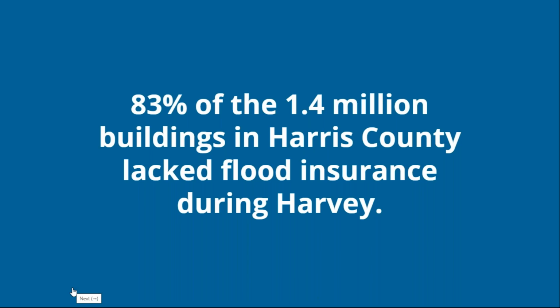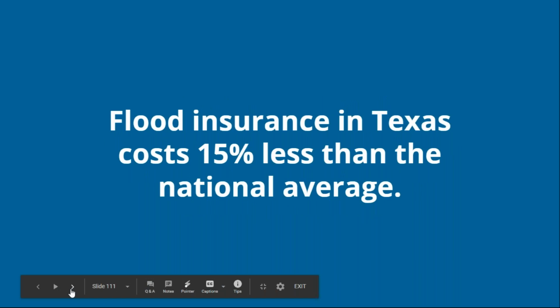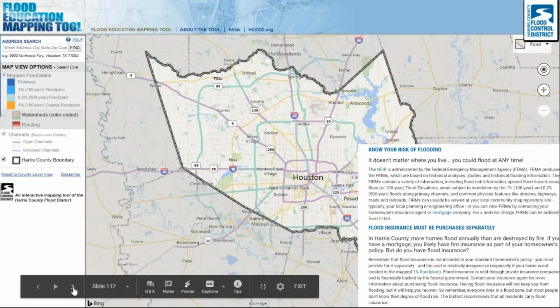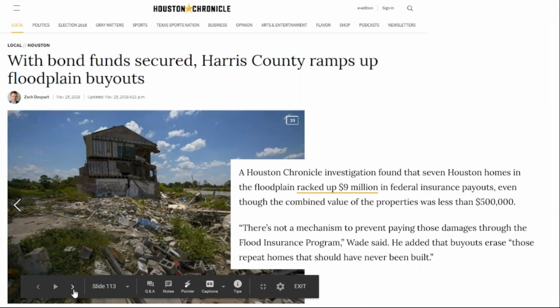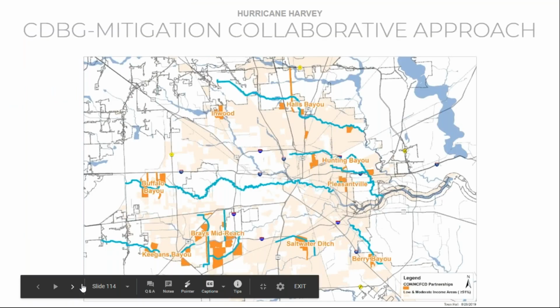Fewer structures today are covered than the day Harvey hit, because there are many structures that were never rebuilt, and they don't maintain the insurance on them. Our insurance rates are low, but they're not always going to be this low. So lots of things going on.